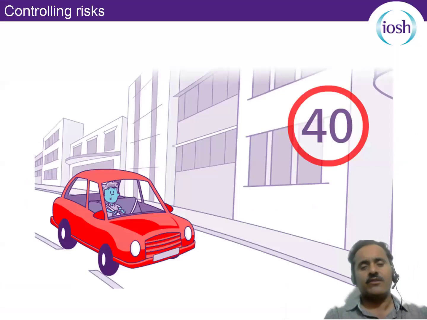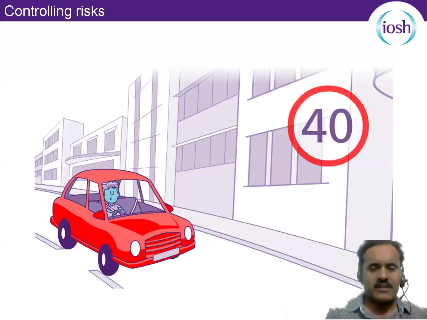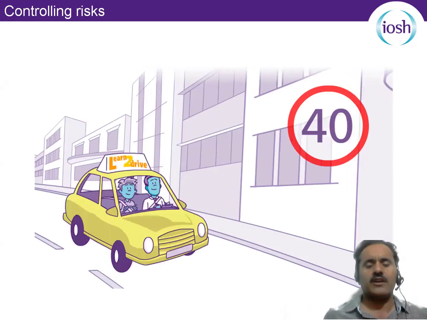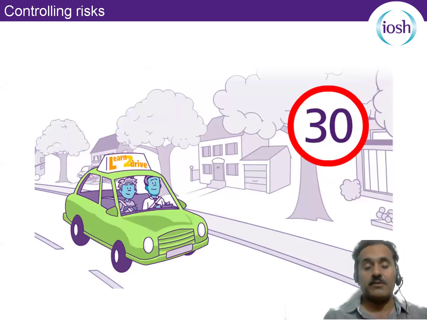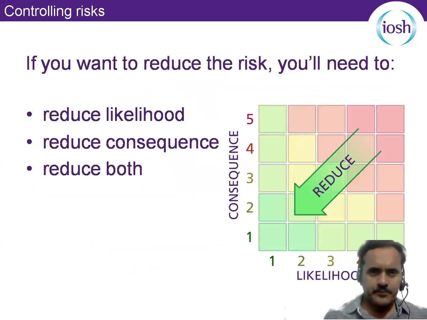For example, here you can see that one person is driving a car and the speed limit is 40 kilometers. This is for the general public, but for those who are learning to drive, we will reduce the speed limit for learners. In this case, we are trying to reduce the likelihood so that an accident should not happen, because the learner has to drive the car at a very slow speed, almost about 30 kilometers per hour.